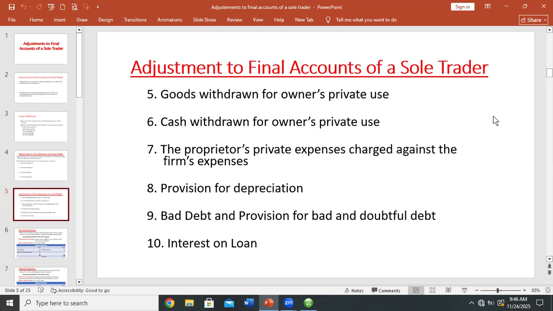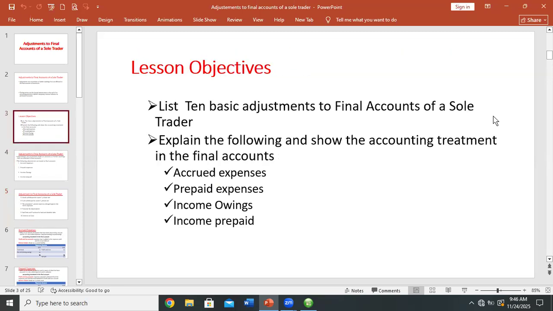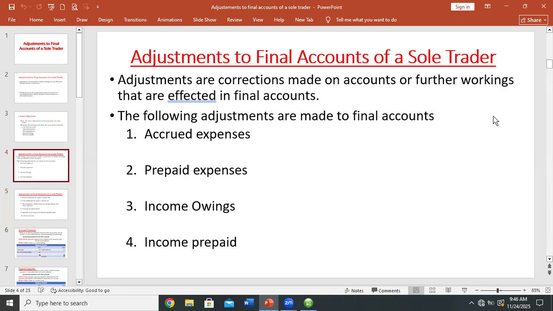So just going back, the objective of the lesson is that we expect to know the 10 basic adjustments, which we have just read, and explain some of them. Amongst the 10, one of them is accrued expense. So we'll get to know what this is. Prepaid expenses, I'm sure you'd appreciate this from the explanation of the balance sheet. However, I think we'll dig deeper in this regard.